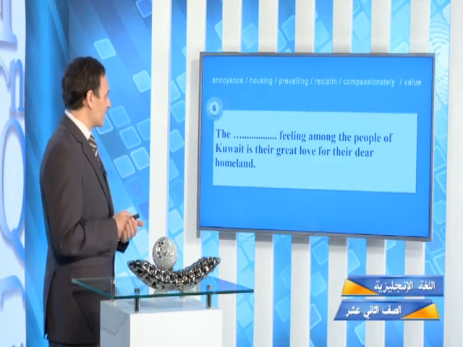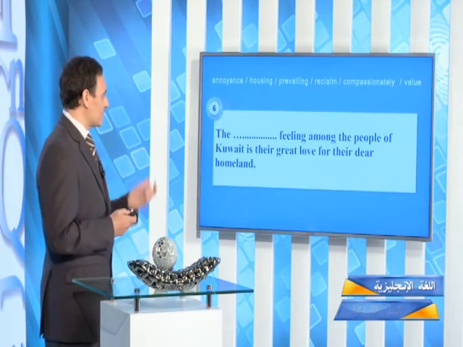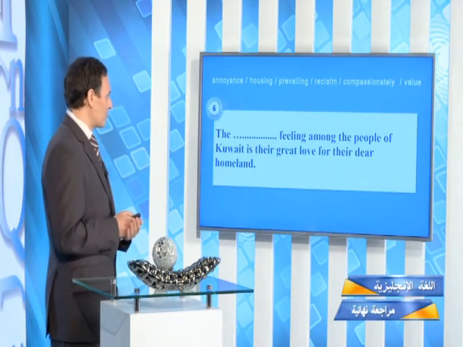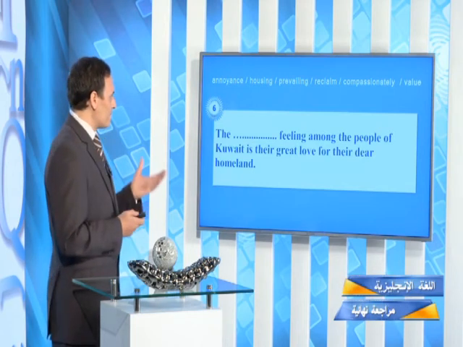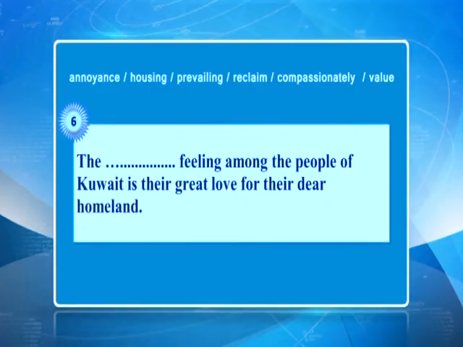Sentence number 6 reads like this: the space feeling among the people of Kuwait is their great love for their dear homeland. Now, try to find the word that is missing from this sentence. Could it be the word compassionately? Is it the word housing, prevailing, annoyance, value? What could it be? Well, if you don't know the meaning of these words, there is a trick that could help you in this type of exercise, which is a little bit of grammar could be of great help in here.